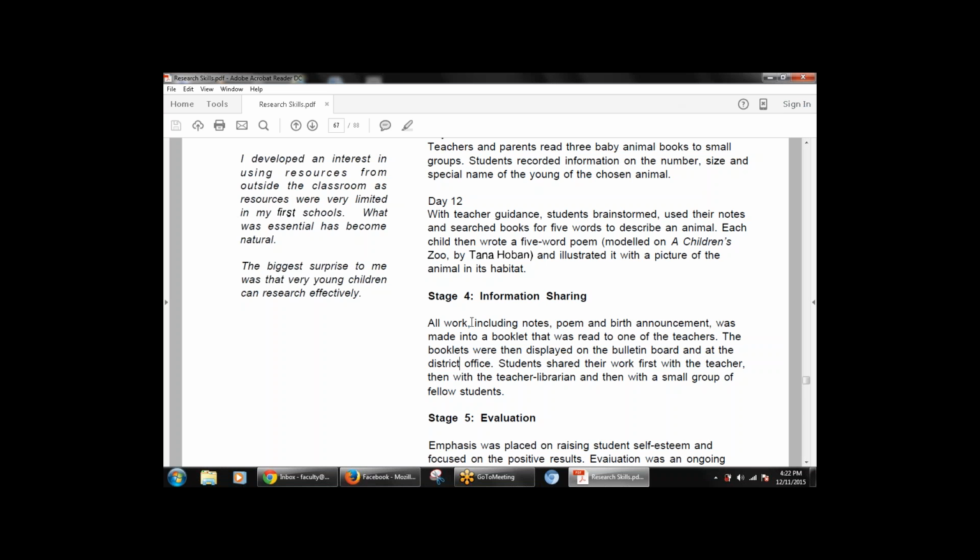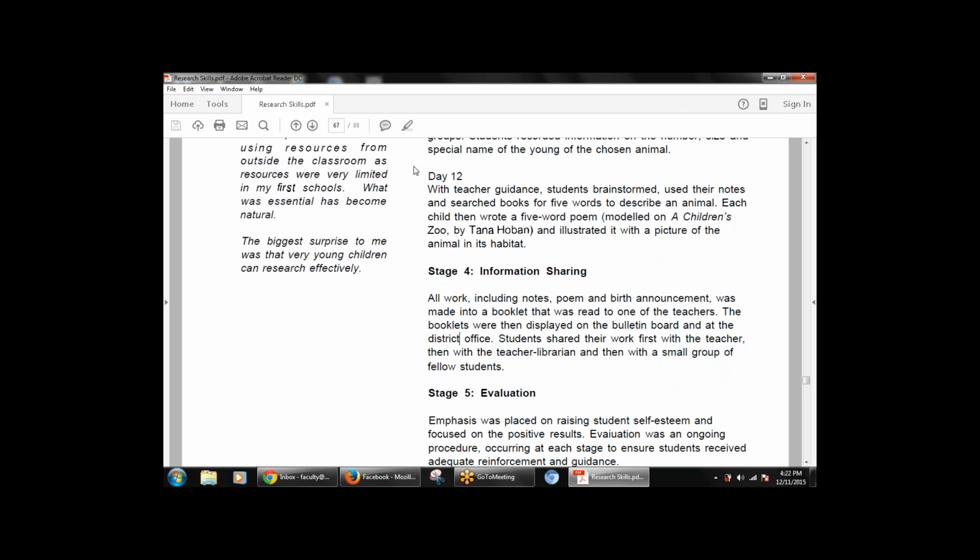So that is stage number 4, the information sharing. All the works including the notes, the poem and the birth announcement were made into a booklet. Every work was captured in the booklet. That means everything is available within the booklet, in one form, and it was read to one of the teachers.